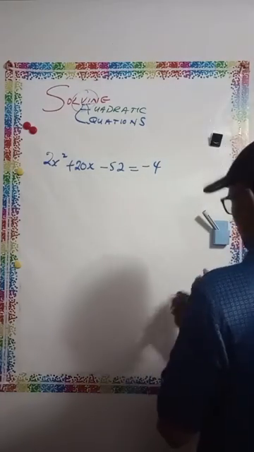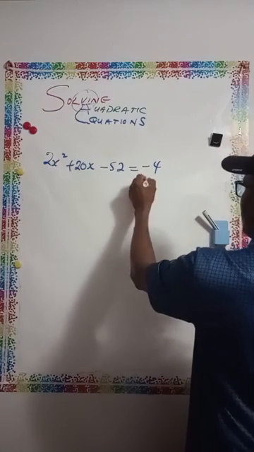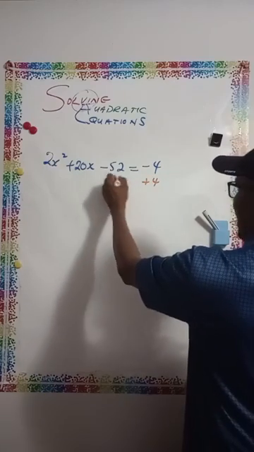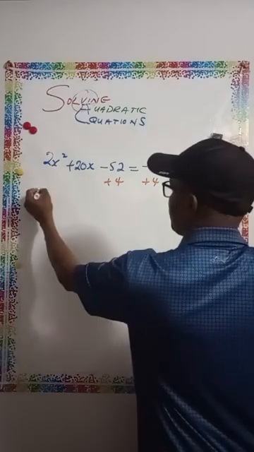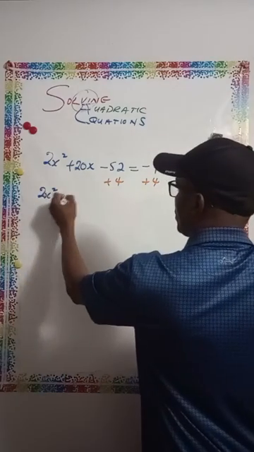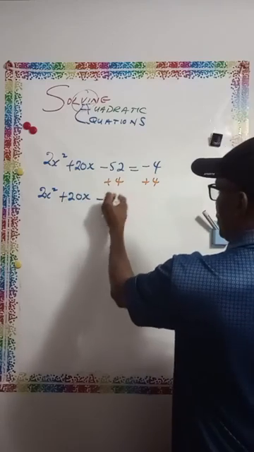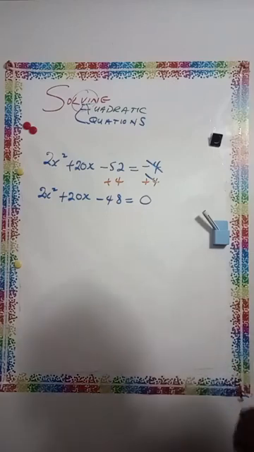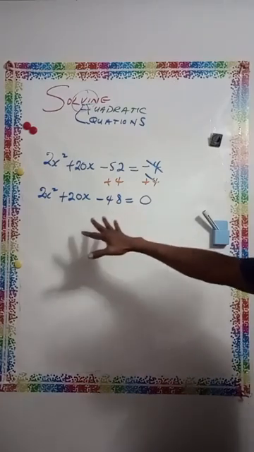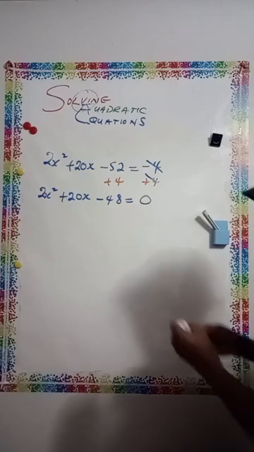So first thing we're going to do is transpose this guy from right to left by doing what you're familiar with. I'm going to be aligning. You notice that? So we're going to do what? 2x squared plus 20x. When you subtract, you're going to get minus 48. When you subtract this, you're going to get 0.